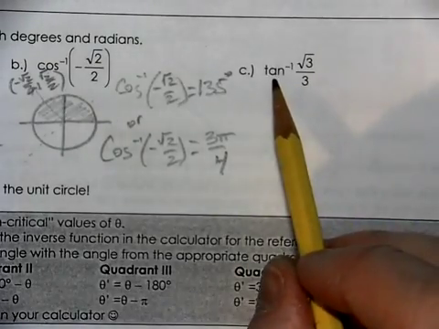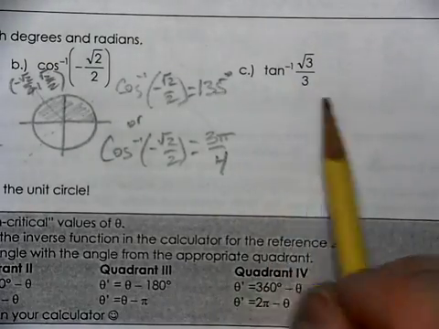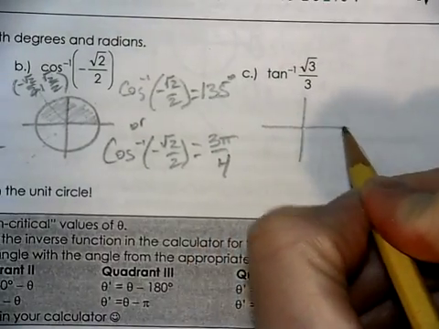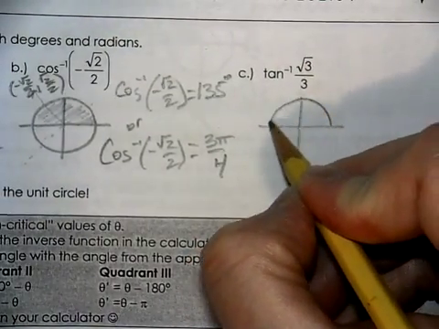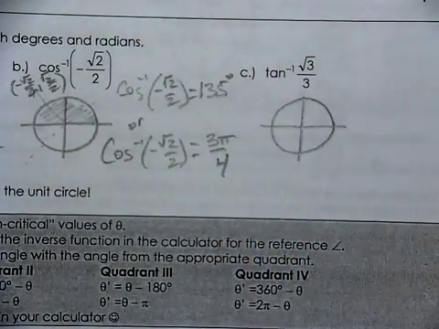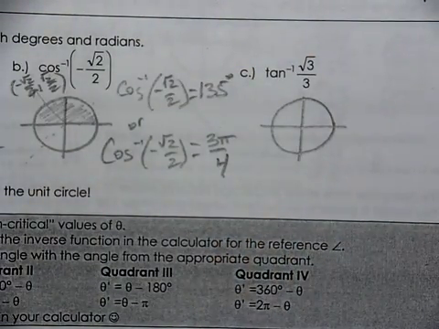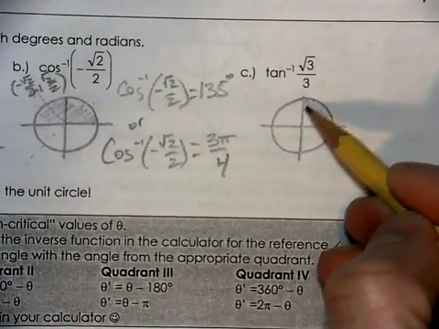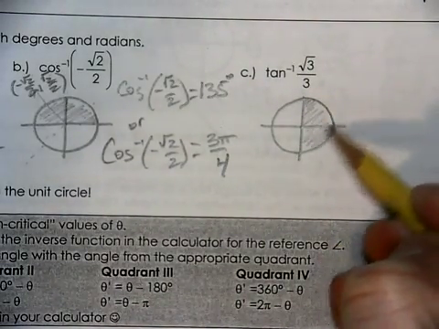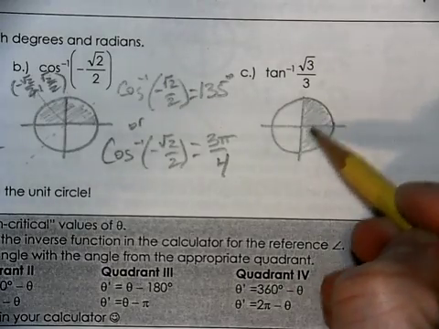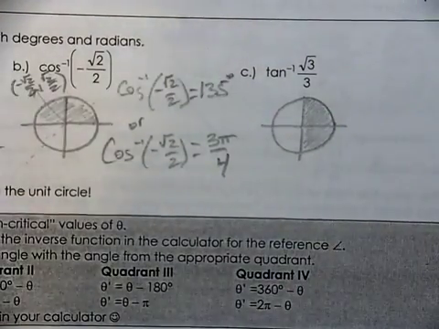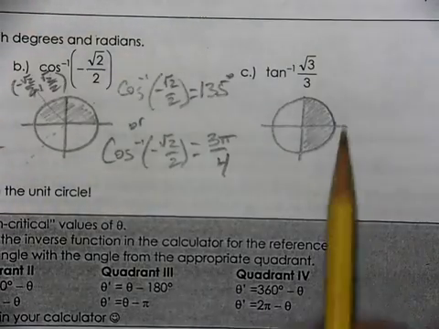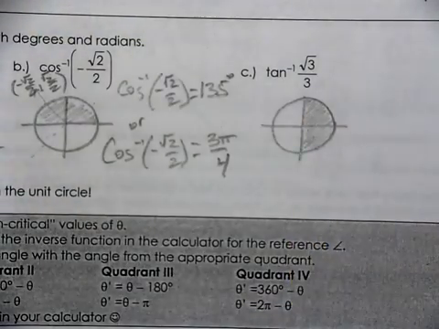Now we're looking for tangent inverse of root 3 over 3. Well, root 3 over 3, notice that it's a positive value, so you know that for a tangent to be positive, it would have to be in the first quadrant, really the first or third, but when we do inverses, we're not looking in the third quadrant, we're only looking in the first or fourth for a tangent.